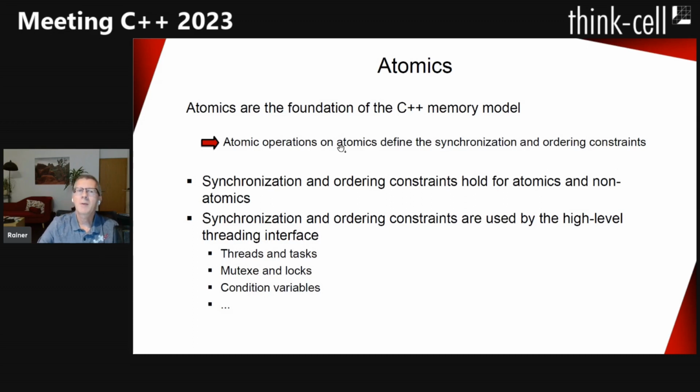When you apply an operation on an atomic, of course, this is atomic, but what is more important, they define synchronization ordering constraints. And the key part is that these synchronization ordering constraints will not only hold for atomics, but also for non-atomics. And this is, let me say, the other pillar of concurrency in C++. These synchronization ordering constraints are used by the high-level threading interface, such as threads, tasks, mutexes, locks, condition variables, and so on.